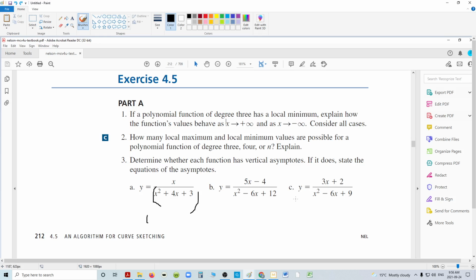This one is x minus 3 squared, which means there's only one asymptote at x is equal to 3.